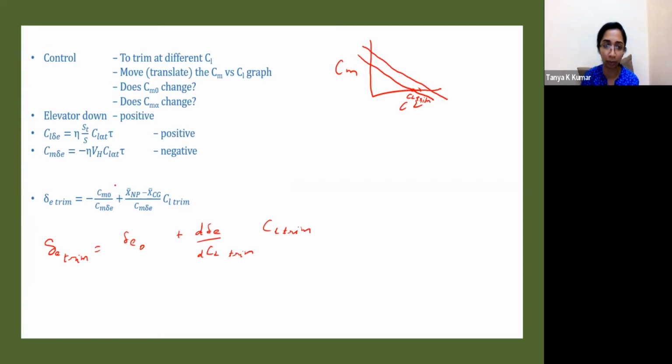CM naught is always positive. We have to ensure that to trim the aircraft at a positive angle of attack. And CM delta E, we've seen, is always negative. So this delta E naught would be positive. Similarly, what would the slope be? d delta E by d CL, this value. What would the sign be? This XNP minus XCG, what would the sign be for a stable aircraft?